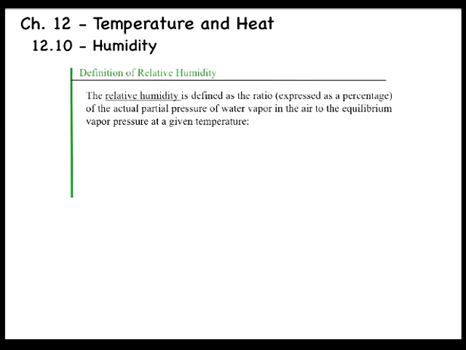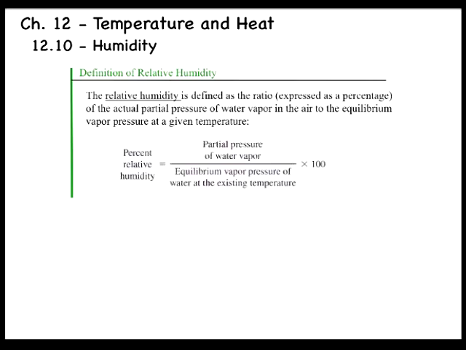The relative humidity is defined as the ratio, expressed as a percentage, of the actual partial pressure of water vapor in the air to the equilibrium vapor pressure at a given temperature. Or, percent relative humidity equals the partial pressure of water vapor divided by the equilibrium vapor pressure at the existing temperature multiplied by 100. The equilibrium vapor pressure is given by the vaporization curve of water and is the pressure of the water vapor in equilibrium with the liquid.